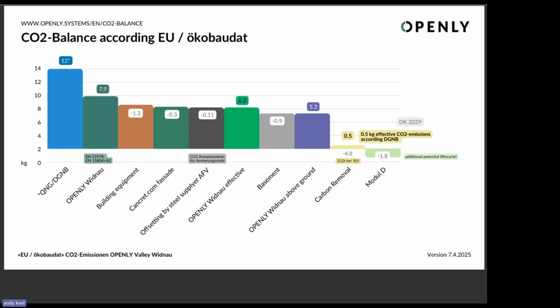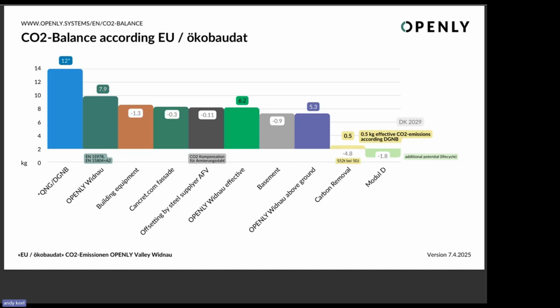I will show you the CO2 balance of Openly. So when we take today's German target value, it is about 12 kilograms CO2 per square meter. And we achieved around 7.988 kilograms per square meter for the standard measures.